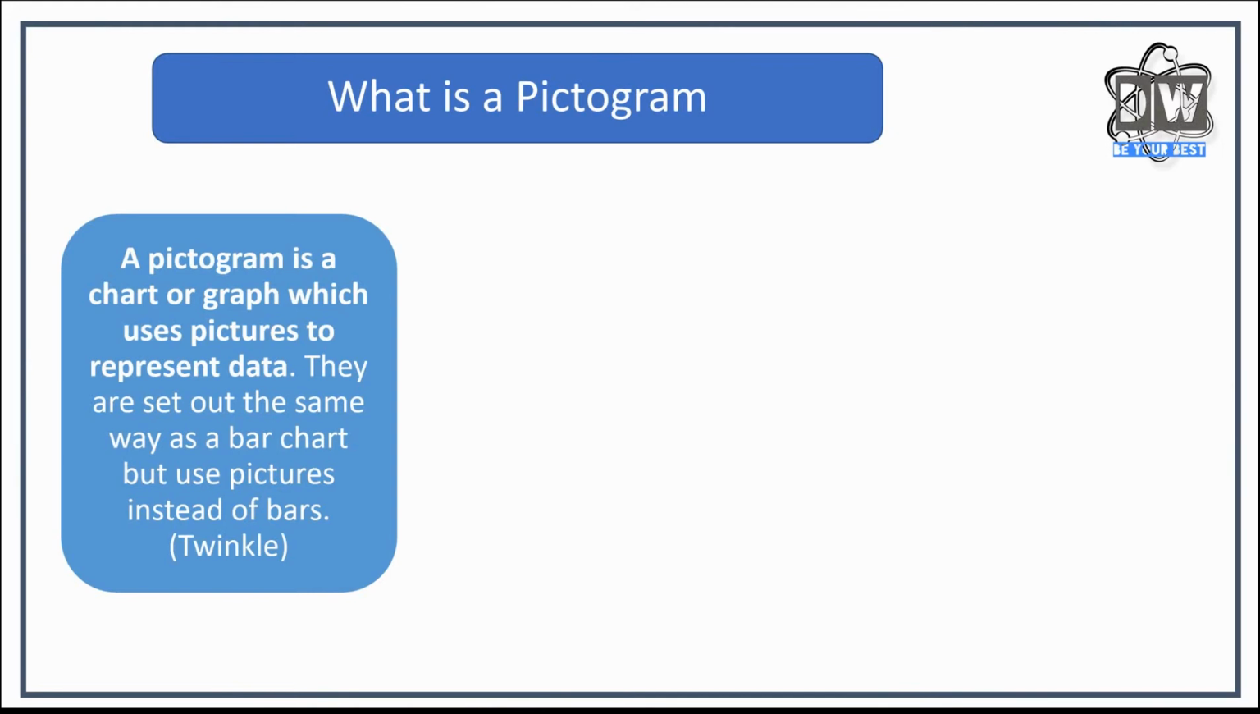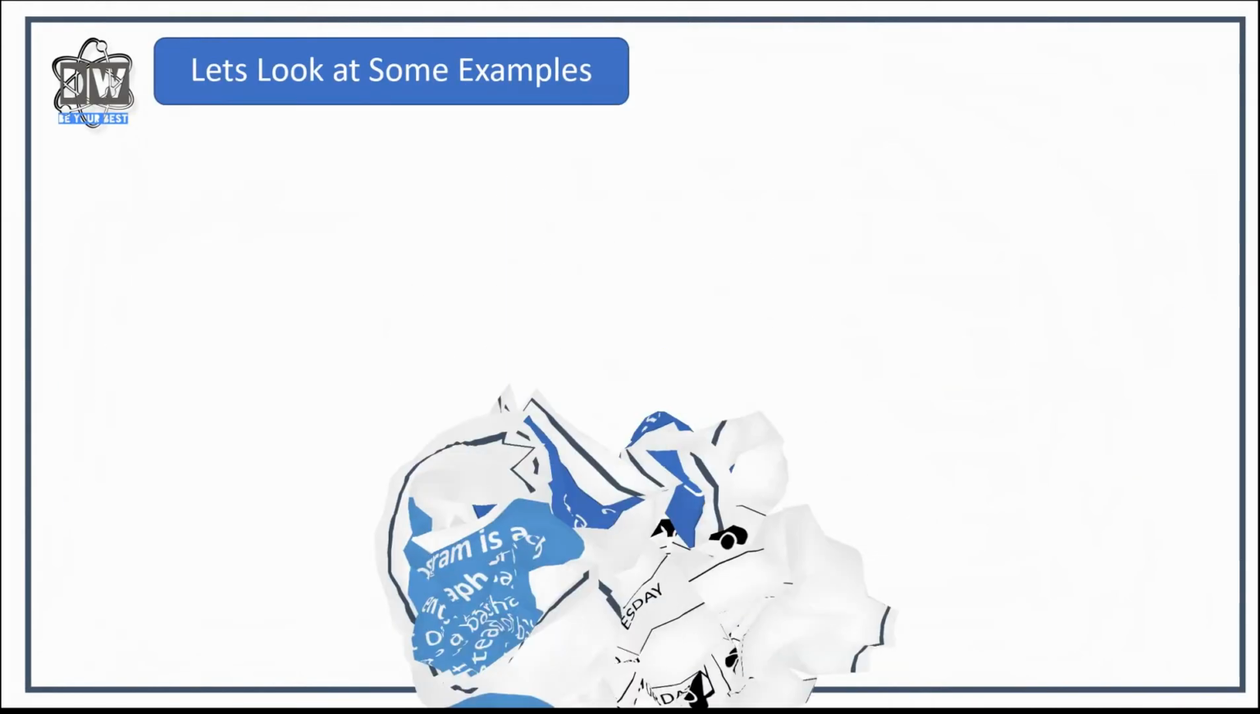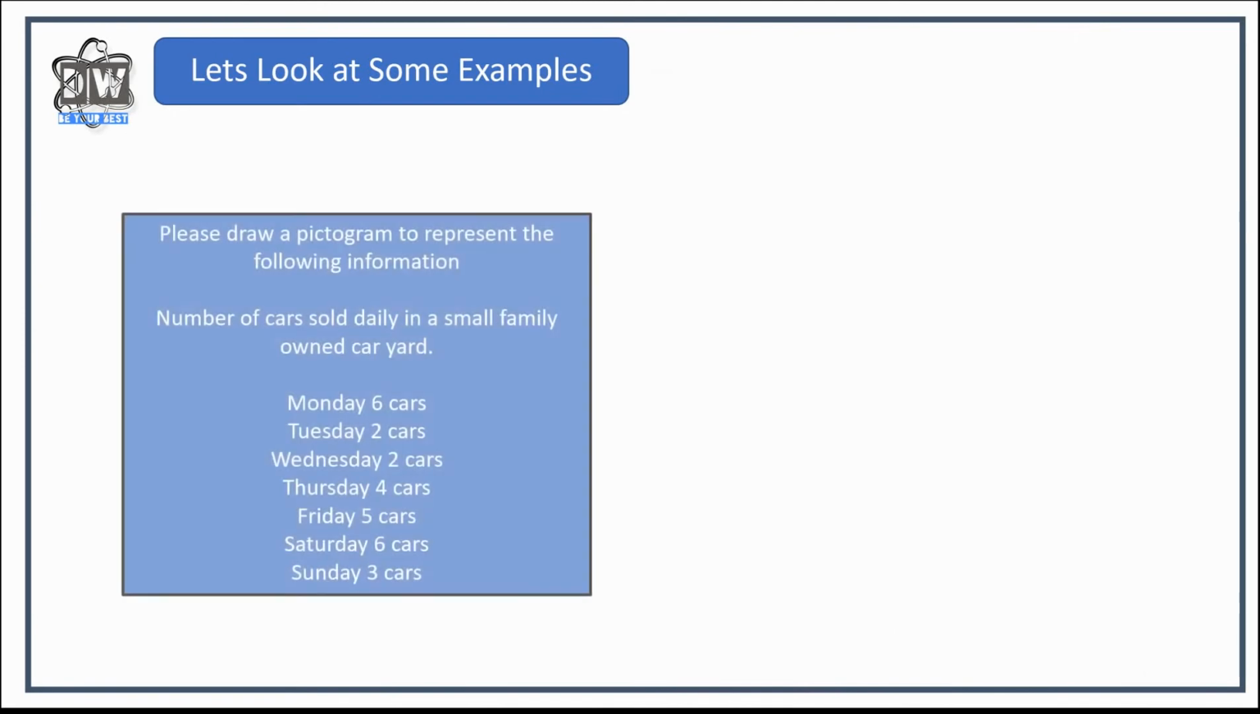Now these go along the side, so they are a little bit like horizontal bar charts, and that was taken from Twinkle. Here's an example. We're going to use this example, and it's all about cars sold for a week or a month or whatever at a local car dealership. So here we go. Here it looks at the first example.